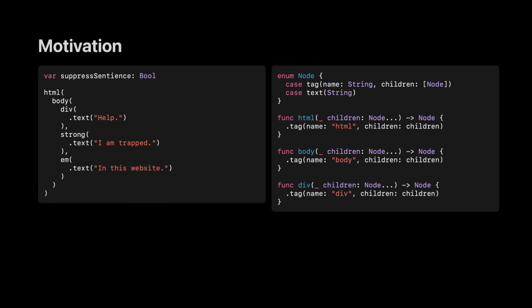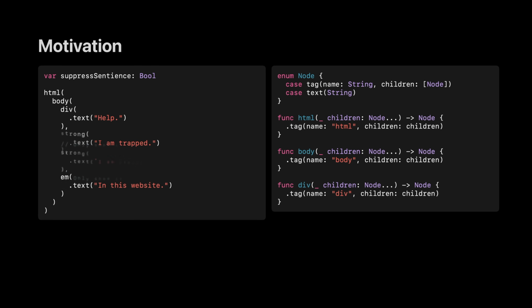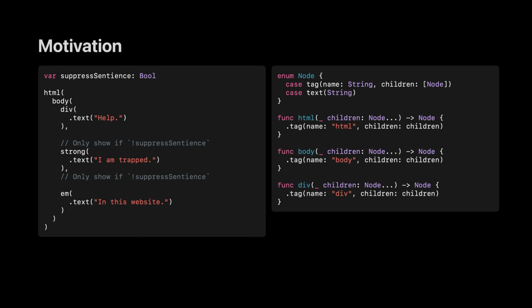And we might want to suppress that sentience to not discomfort our users. So now the challenge is, how would we conditionally suppress this message, this plea for help? We only want to show this if we're not suppressing sentience. But this is going to be really, really difficult to do with the API that we've just described.